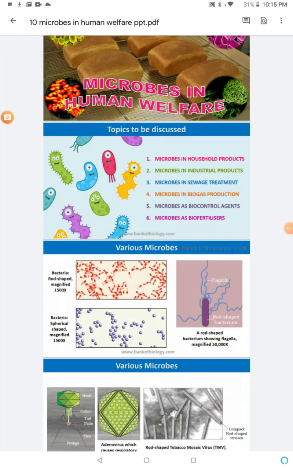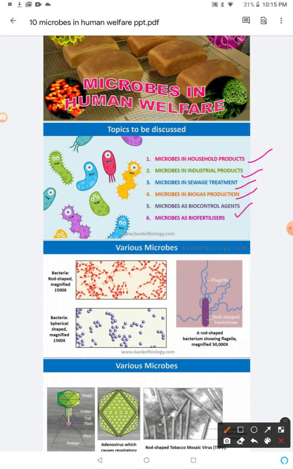12th class. Today we will study about the microbes in human welfare. The various uses of microbes are in household products, in industrial products, in sewage treatment, in biogas production, as biocontrol agents, and biofertilizers. We will be studying the various examples of microbes in these 6 uses we are using in our daily life. The various microbes are either rod shaped in structure or round in structure.